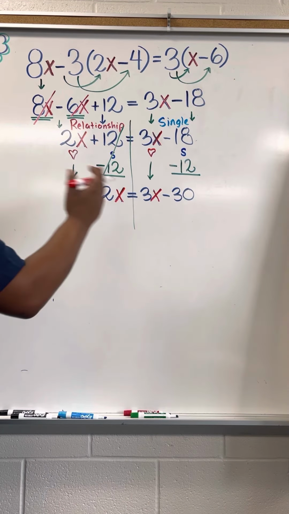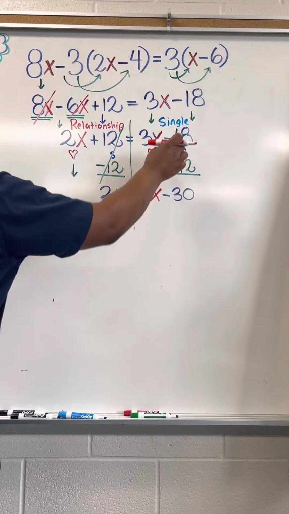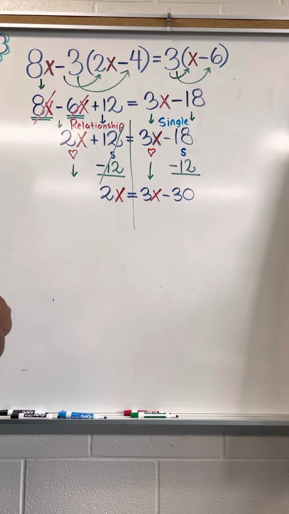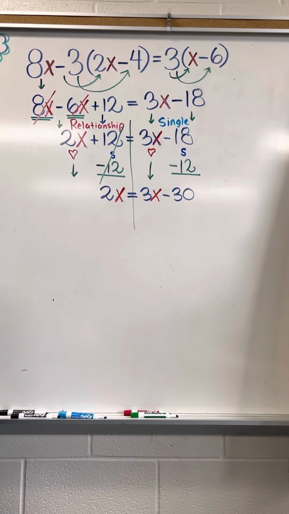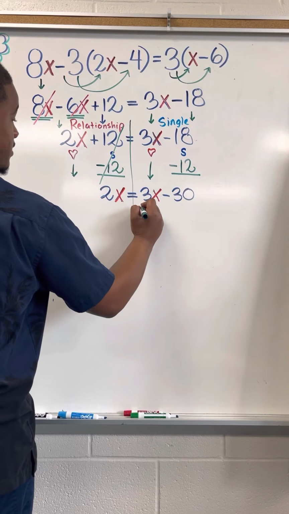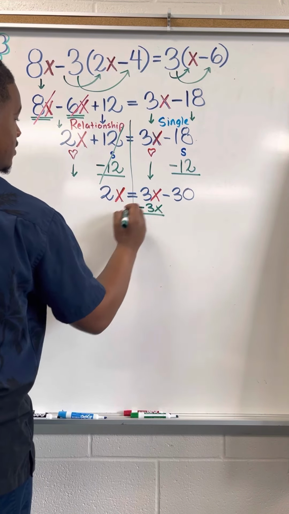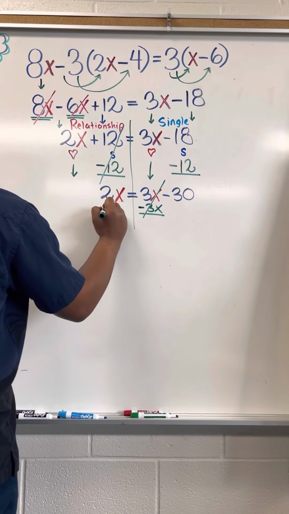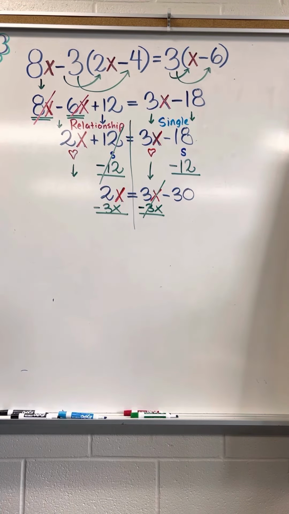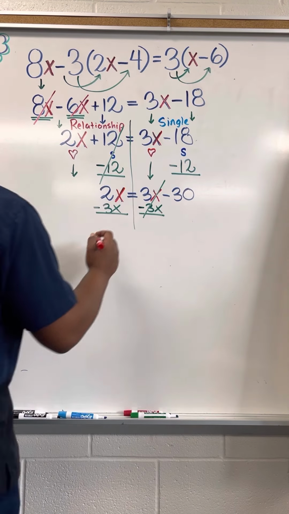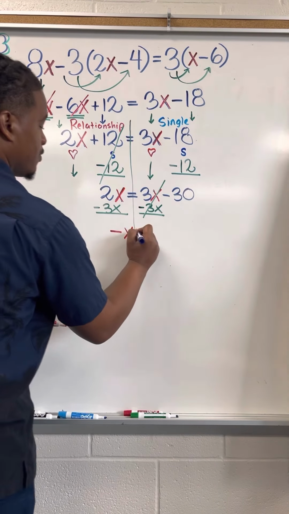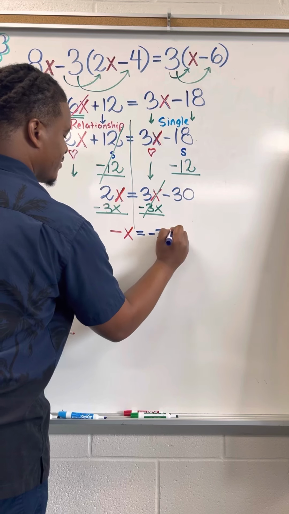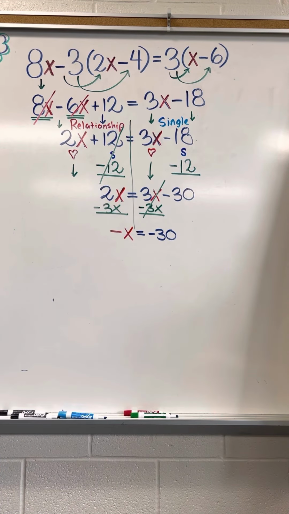Now, I look on the single side, right? Negative 30 is a single value or a single constant, so it's on its appropriate side. But 3 times x is in the relationship, so it needs to move to the relationship side. So the inverse or the opposite of 3x is a negative 3x or a minus 3x, right? So I'm going to subtract 3x on both sides, okay? So 2x minus 3x equals a negative x, a negative 1x, okay? Equals a negative 30.